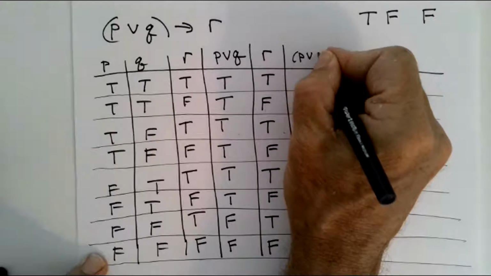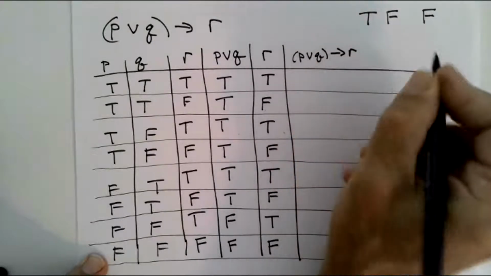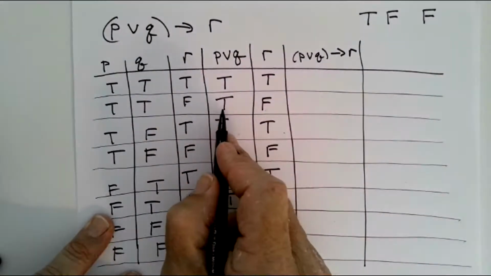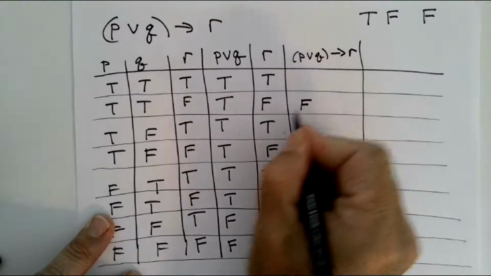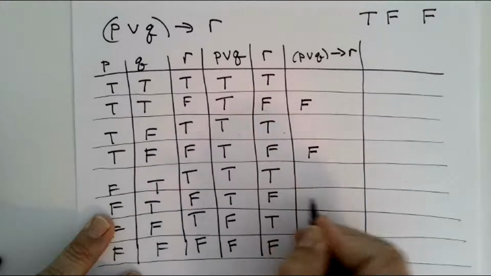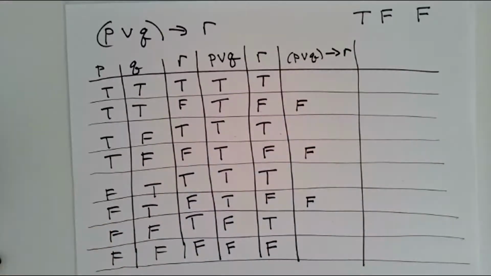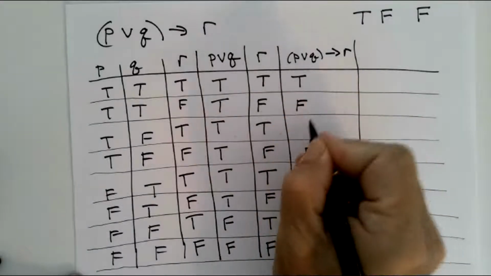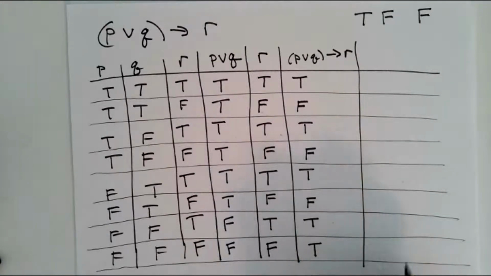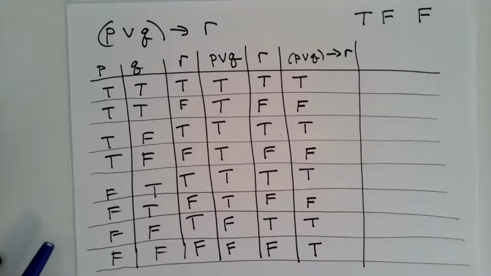If P or Q is true, then R is true. We look for any TF. The first thing happened, but the second one didn't. That makes it false. TF gives us a false. First one happened, second one didn't. That gives us a false. First one happened, second one didn't. That one gives us a false. Any other TFs? Not that I see. So all of the others get trues. True, true, true, true, true. And that is your P or Q implies R.